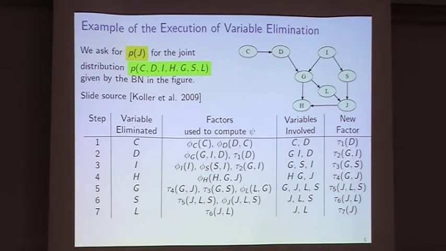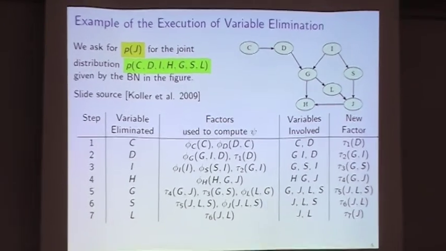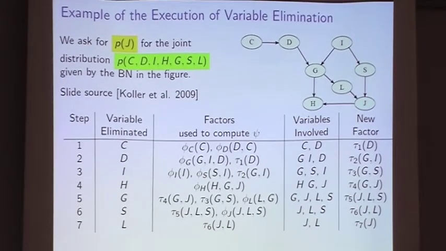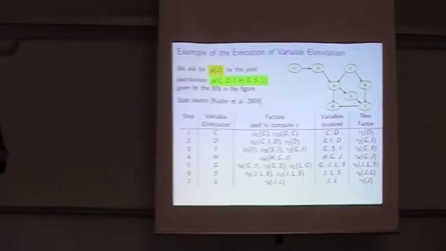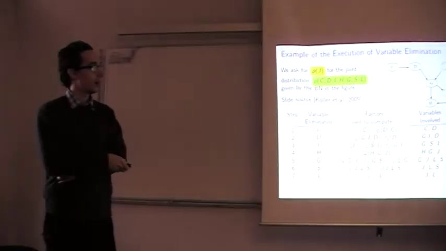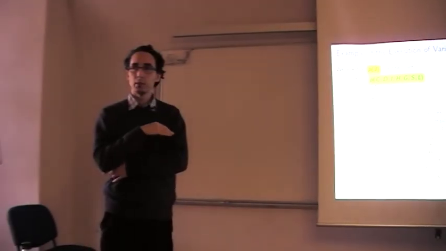Okay, so we repeat this process until we sum out the last variable, and we get a factor tau 7 that only depends on the variable j, and this factor represents the marginal distribution for j. All these factors are going to be probability tables, with one column for each random variable, and as many entries as possible states of these variables.